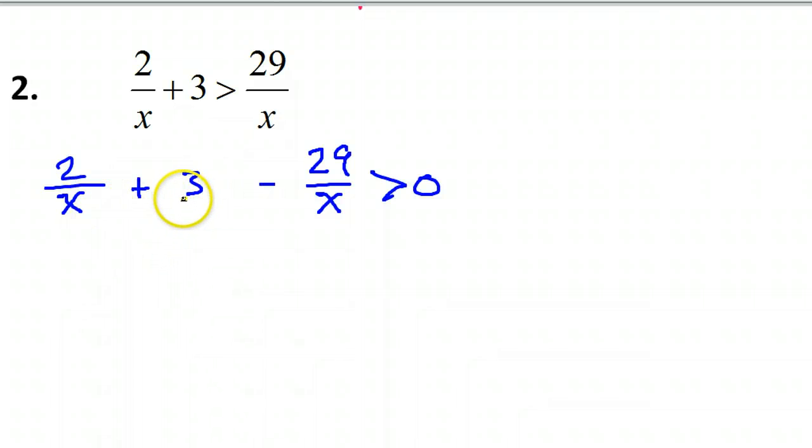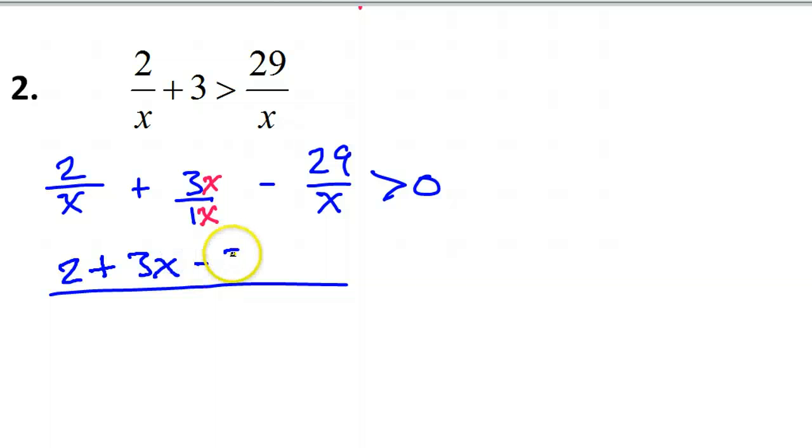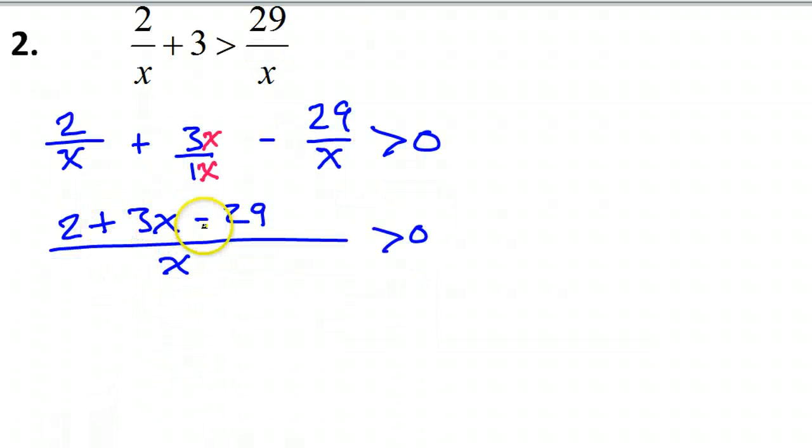Okay, if it makes you feel better, look at this as 3 over 1. Now, we need all the denominators to be the same. Okay, so I've already got 2 x's going on, so this is going to need to be an x as well. And I can make it an x as long as I do x in the numerator and the denominator. Now they're all the same. So when I combine these into 1, I have 2 plus 3x minus 29 over x is greater than 0. No, I cannot cancel out these x's. They're connected by addition and subtraction.